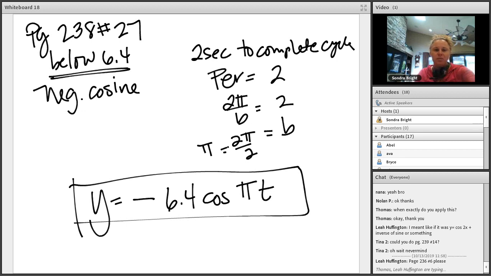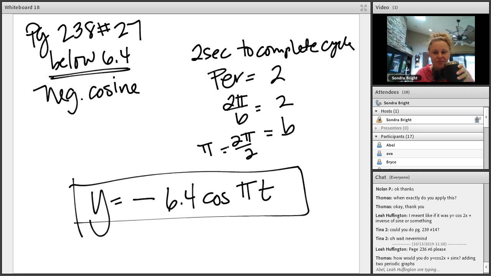I think I got time for like one more and then we'll call it quits. And fingers crossed it kept recording through the loss of connection.